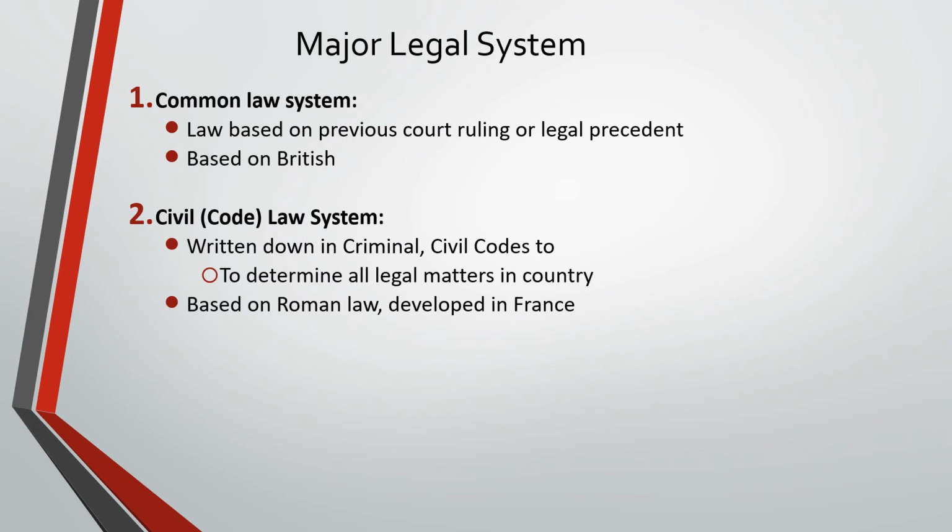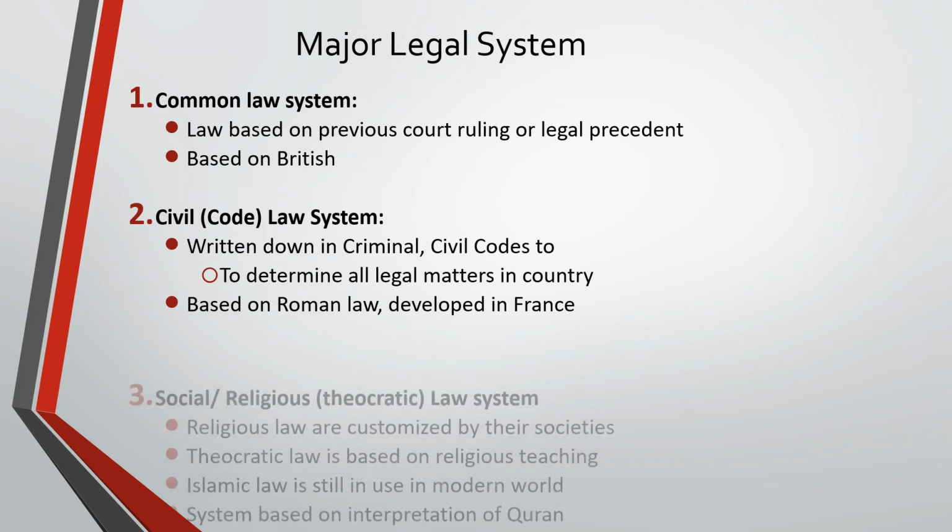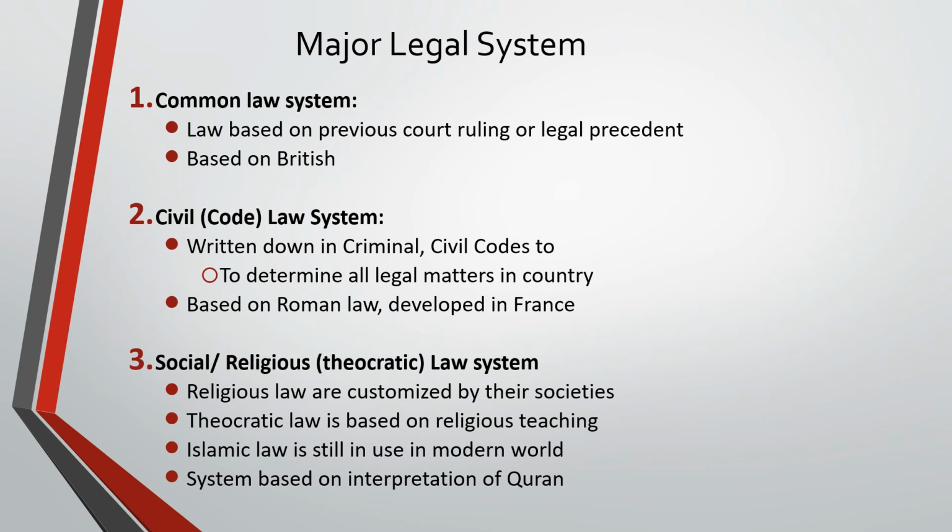First, the common law system. It is based on previous court rulings or legal precedent, like the one based on the British. Next is the civil or code law system. It is written down in the criminal or civil courts to determine all the legal matters in the country, based on the Roman law developed in France. Next we have the social, religious or theocratic law system, where the religious law is customized by the society. Theocratic law is based on religious teaching. Islamic law is still used in the modern world, which is based on interpretation of the Quran.